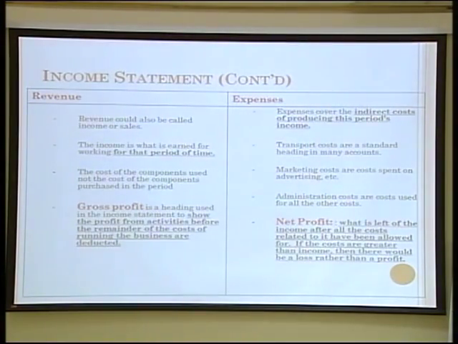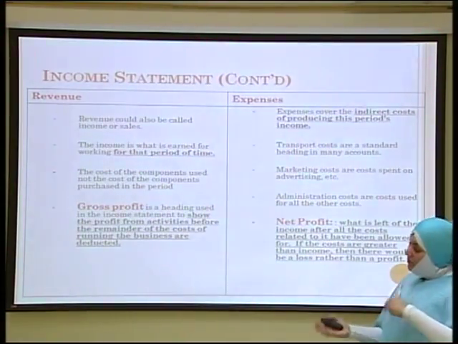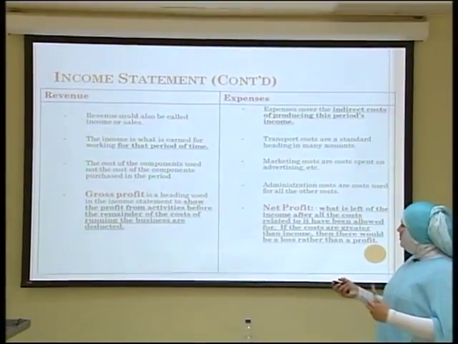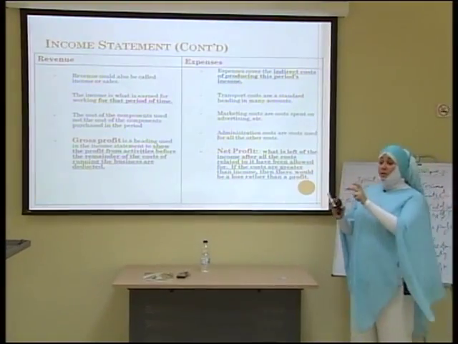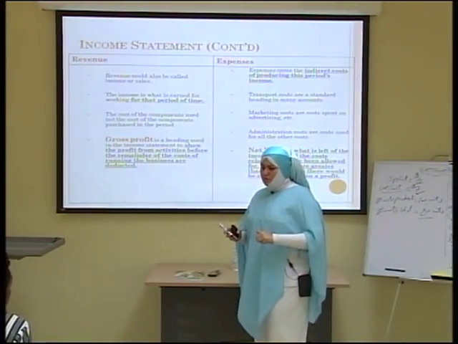This is what we mean by net profit. If the costs are greater than income, then there will be a loss rather than a profit. So it will be net loss, not this. We have net profit, and in the worst case scenario, if expenses are greater than income, then we have net loss. Okay? Clear?